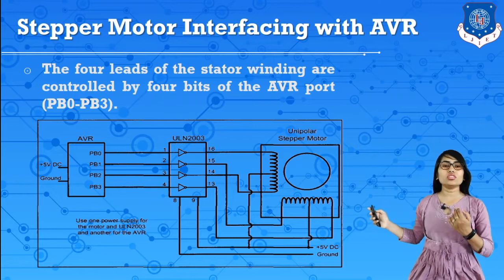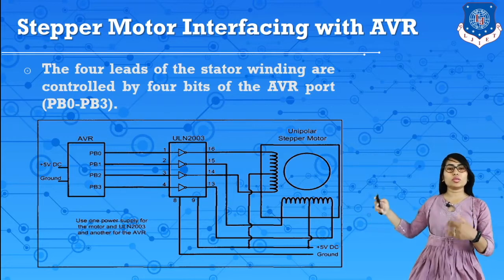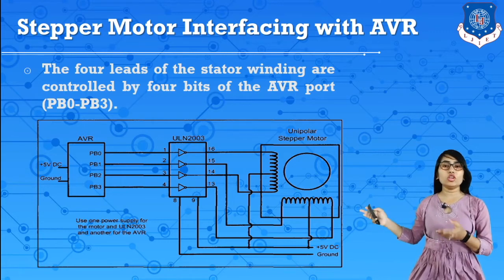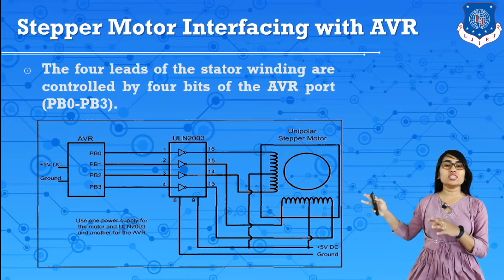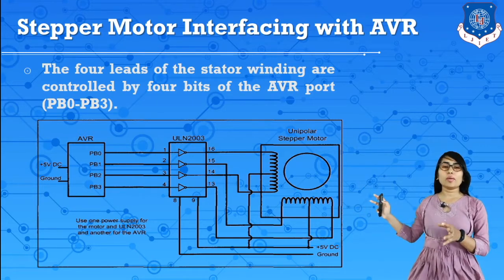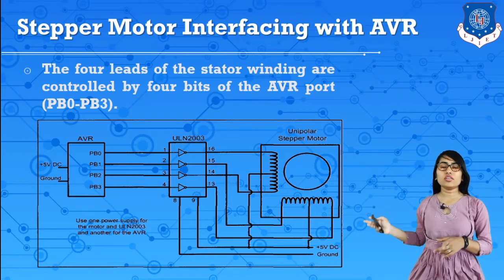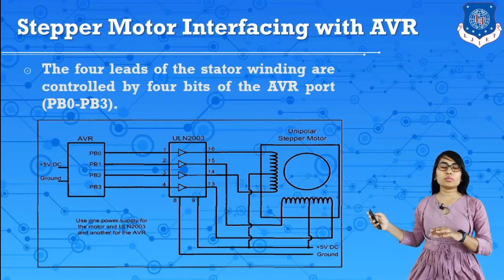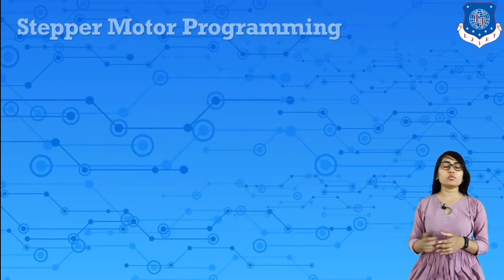Now depending on the values of PB0, PB1, PB2, PB3, the stepper motor generates mechanical movements depending on these electric pulses, or say depending on the digital values of PB0 to PB3. Depending on which kind of step angle, or which type of movement we need, the values of PB0 to PB3 can be varied. So this is stepper motor interfacing.